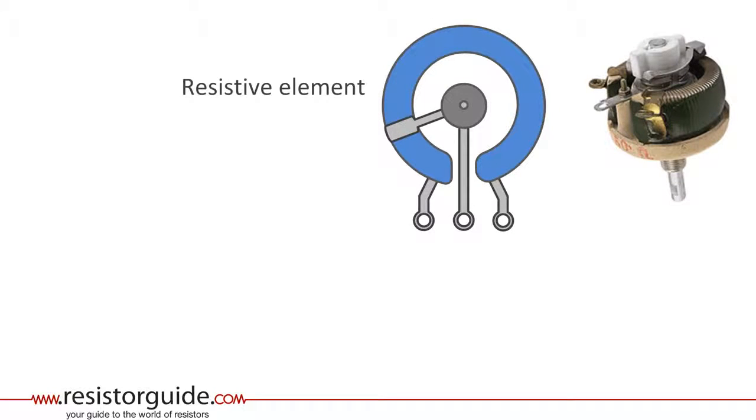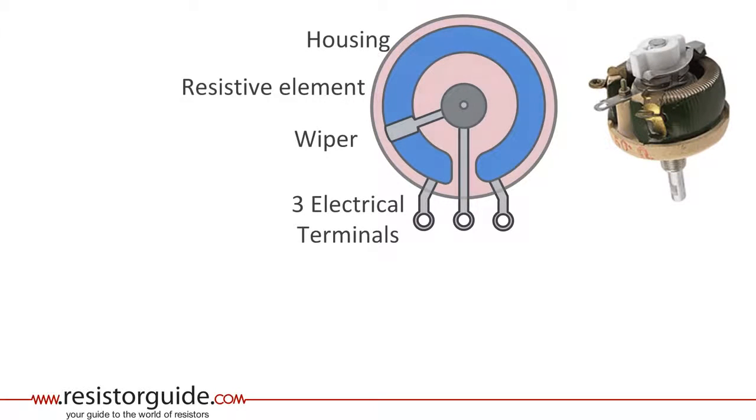schematic drawing. There is a resistive element that can have different constructions, such as carbon composition or wire wound. Then there is a wiper that rotates and slides over the resistive element. There are 3 terminals. One is connected to the wiper and the other 2 to the ends of the resistor. The complete mechanism is protected by a housing.